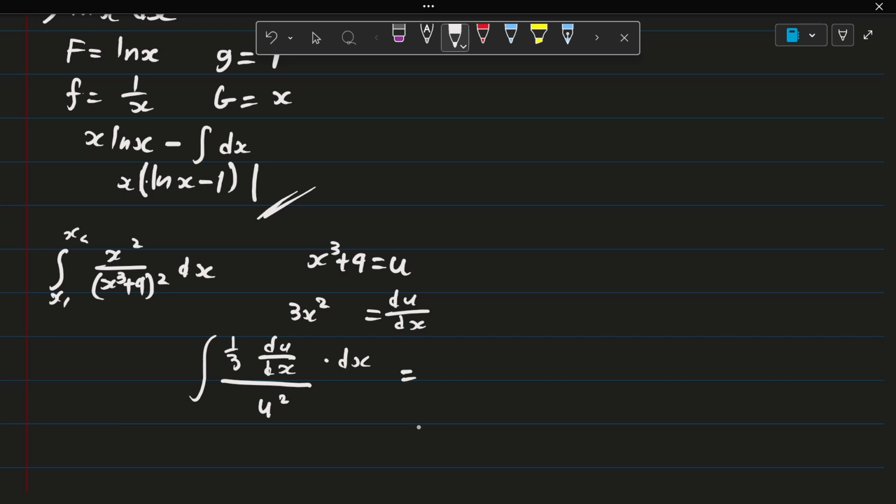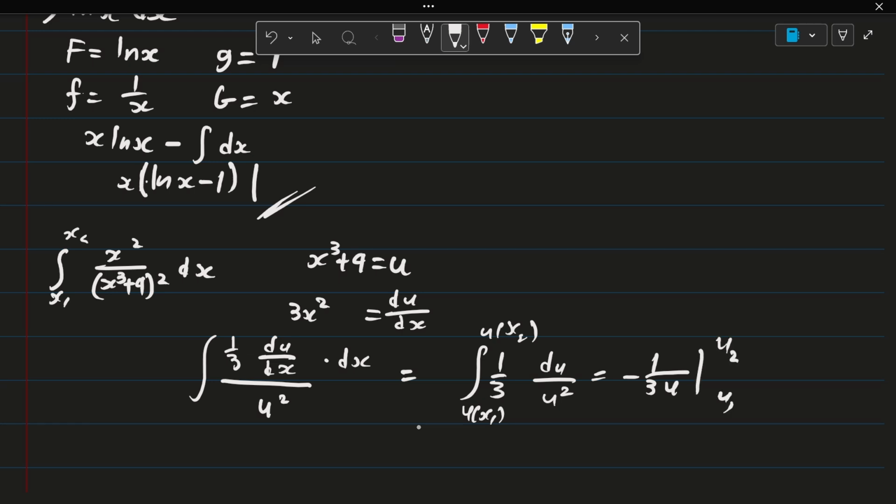But maybe we could just state that this dx and this dx should be the same. So instead, we will just rewrite this as 1/3 du over u squared, the integral from u of x1 to u of x2. And this is negative 1/3 u, evaluating u1 and u2. So this idea might seem very intuitive, or something that makes logical sense. And it turns out that this is true.